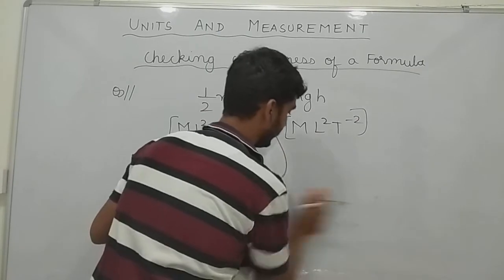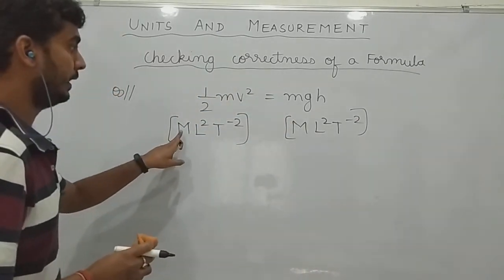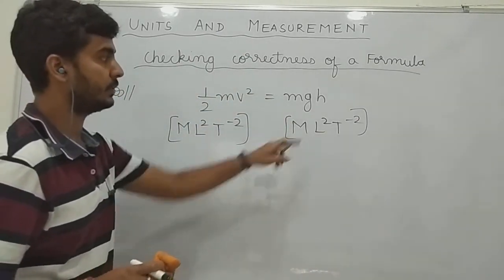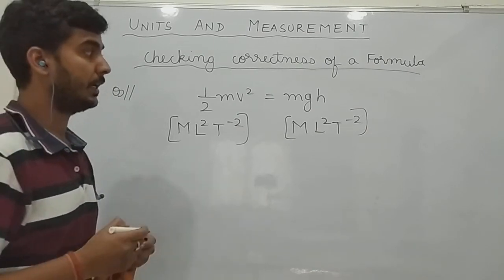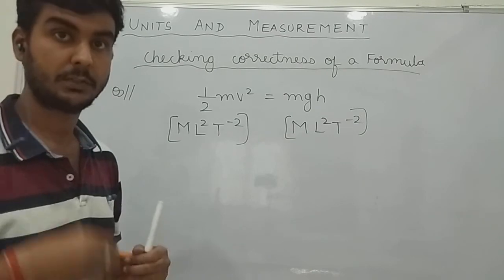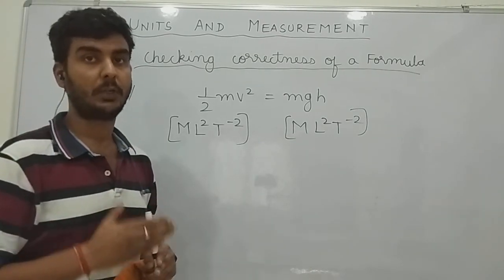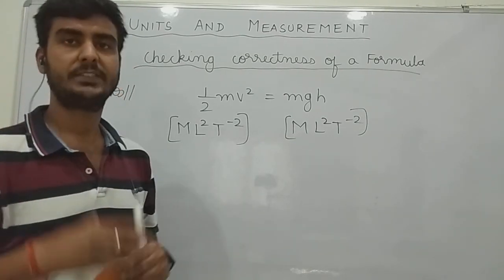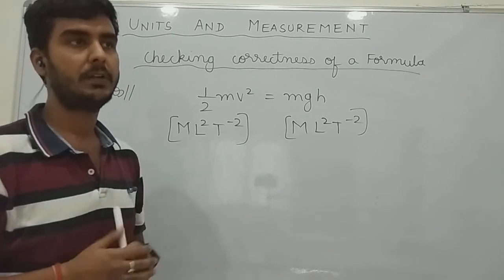Now as you can see, the dimension of LHS is M L square T minus 2. The dimension of RHS is M L square T minus 2. As the dimension of LHS is equal to the dimension of RHS, this formula is correct. So this is how you can check the correctness of a formula.